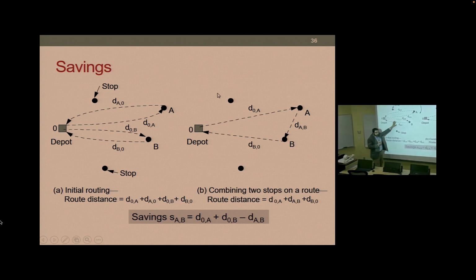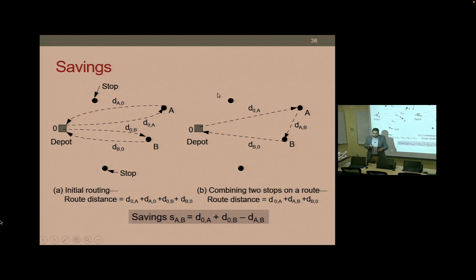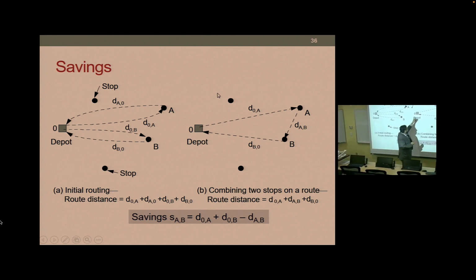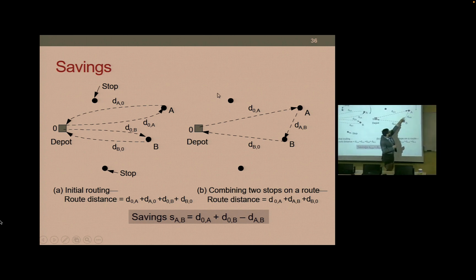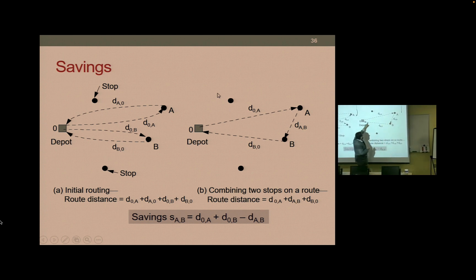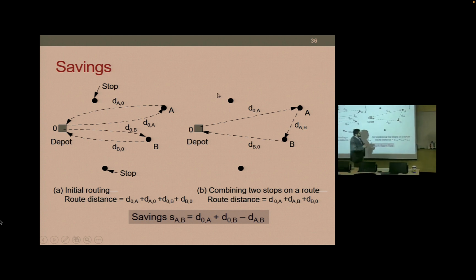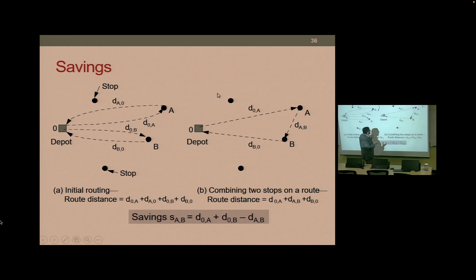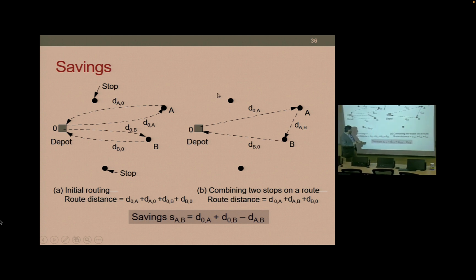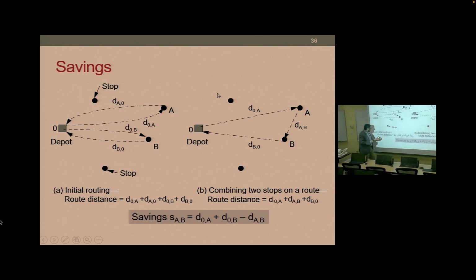One way I can improve this solution is to go out of the depot and hit both A and B on the same trip. So if I go from the depot, I hit A, I go from A to B, and then I come back, then I've saved some distance. How much distance have I saved? Well, we can look at that easily. My initial distance was D0A plus DA0 plus D0B plus DB0.